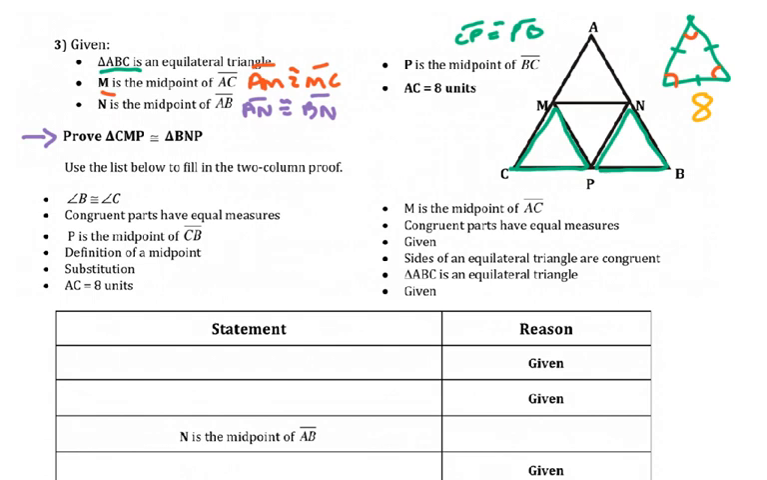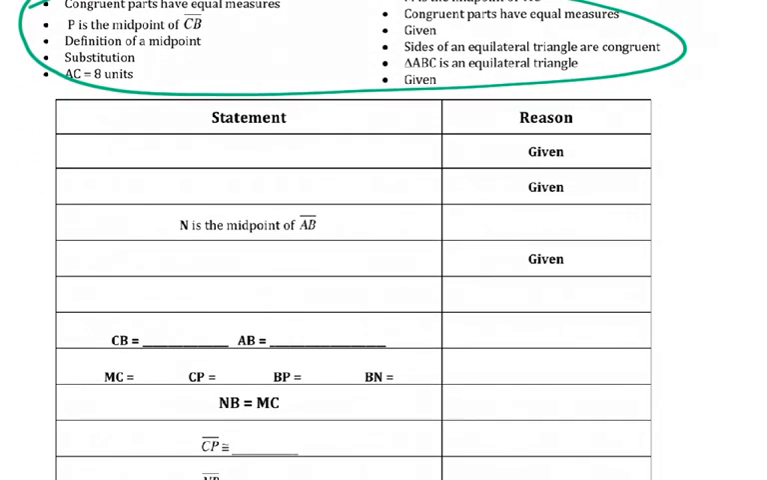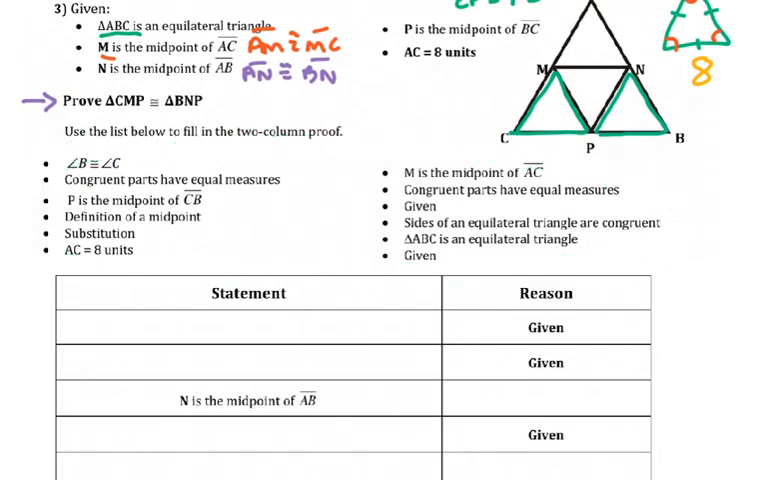All right, so we have to do this. Now, I've got this list, and these are the things you get to choose from to fill in the blanks for this proof. Everything is going to come out of that list.